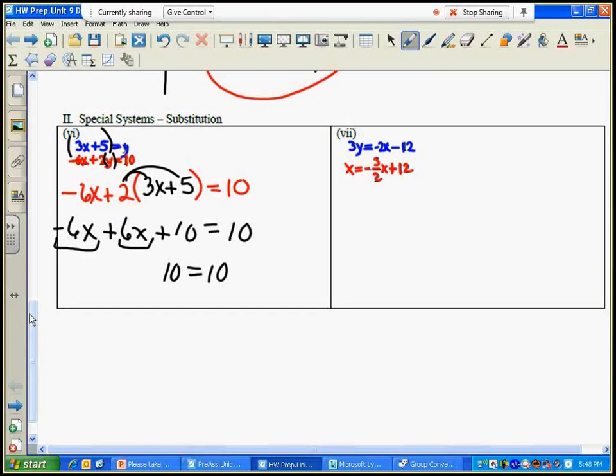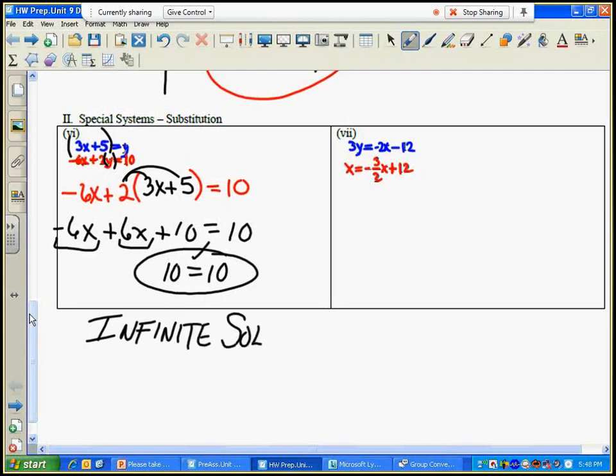The remaining equation, this 10 equals 10, is true. 10 does in fact equal 10. It's trying to tell you that these are the same two lines, that they will lay right on top of each other, just like we did with graphing. They'll have an infinite number of points that they touch. This one is infinite solutions. So think about your word connotation there. A true statement means infinite. True is infinite. Okay? Let's take a look at the next one.